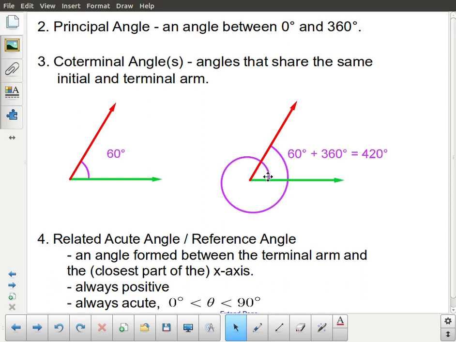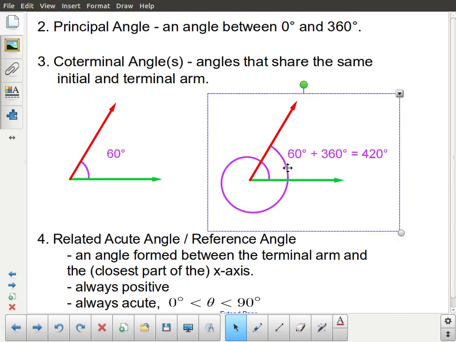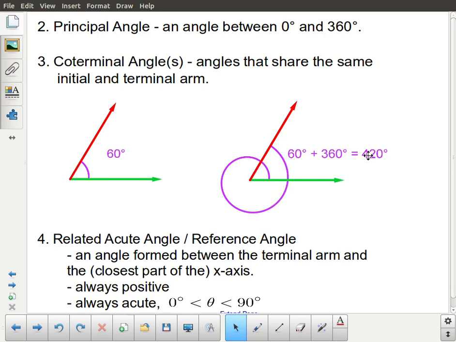So instead, imagine that I started rotating through that 60 degrees, and then I continued all the way around. So now if I made it all the way back from here to the green initial arm, that's 360 degrees. But then I went to the terminal arm again. That's another 60. So that would be 60 plus 360 is a total of 420 degrees. So this purple spiral is a coterminal angle. It's not a principal angle because it's greater than 360 degrees, but it is coterminal. It means that the angle 420 degrees and the angle 60 degrees actually describe the same picture.